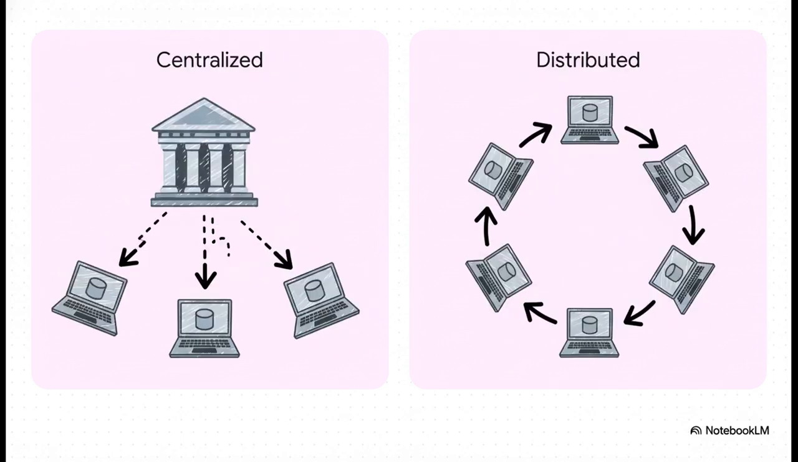And this brings us to the biggest evolution of all, that move from centralized to distributed models. In a centralized system like Subversion, you have one single central server that holds the master copy. Developers check out code from that server to work on it and then check in their changes. But in a distributed model like Git, every single developer has a full copy of the entire repository, the whole history and everything, right on their local machine.